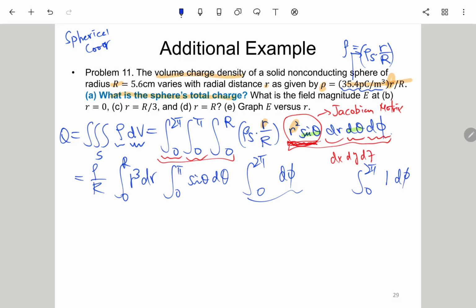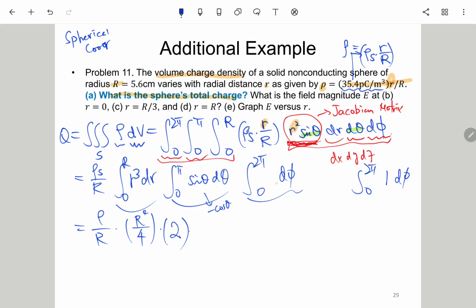So we separate this triple integral into 3 independent single variable integrals. It turns out to be rho s over R, and then this one is R to the 4th power over 4. Very easy. And then this one is actually 2. Why is it like that? It is negative cosine of theta, evaluated from 0 to pi. So it turns out to be 2.